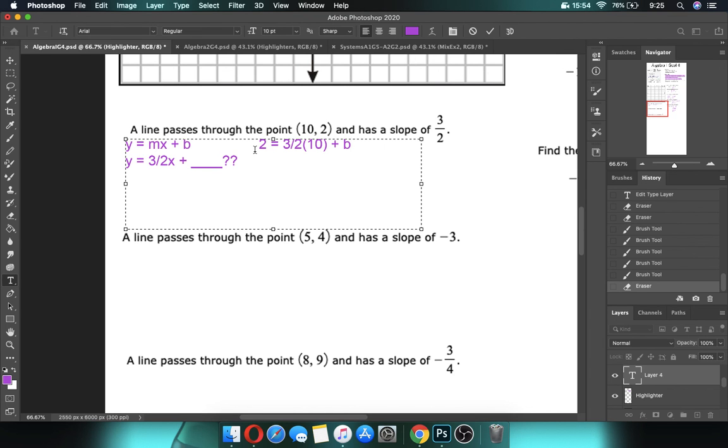And this is the love part of the love-hate relationship with the software. Because they give you the slope and they give you an x, the software always makes a point of making sure this divides evenly. All right? So 10 divided by 2 is 5. 5 times 3 is 15. So what that means is that 2 equals 15 plus b.